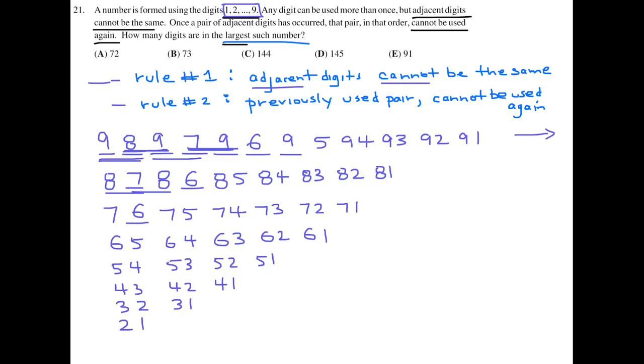Now, I've exhausted the 9s, 8, 7, 6, 5, 4, 3, 2, and now can I put any more digits? Can I put a 0? There's no zeros. Can I put a 9?